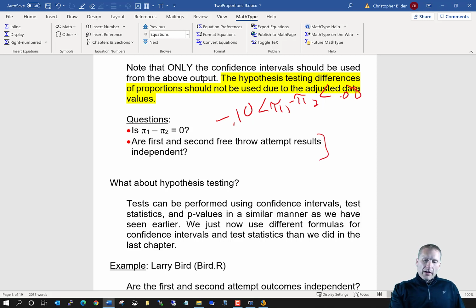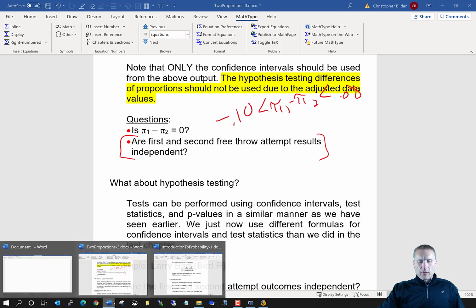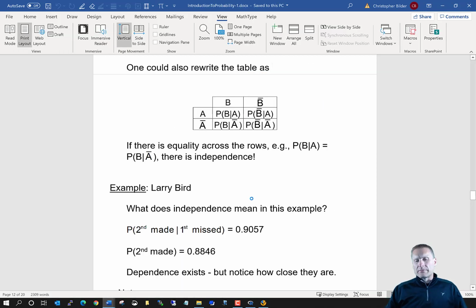Now, this is an important question then. Are the first and second free throw attempts independent? Let's go back to the notes from what we did before. When we were writing a contingency table out in terms of events and looking at probability structures like this, we said that if I condition on the row events and look at the probability that I get into that first column, or the probability of B, and if these two probabilities are equal to one another, then I have independence.